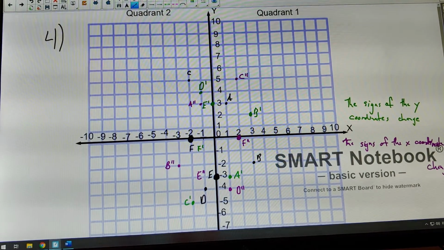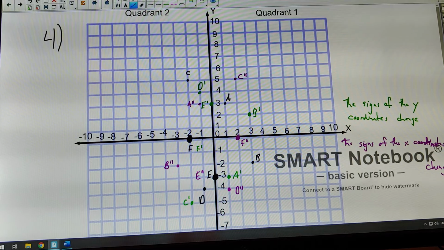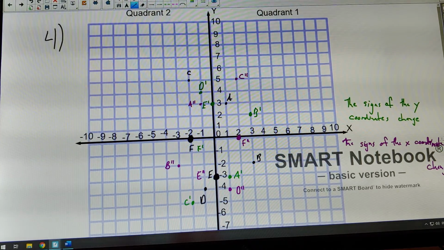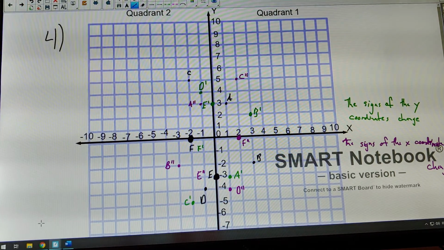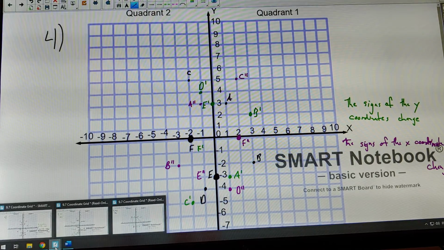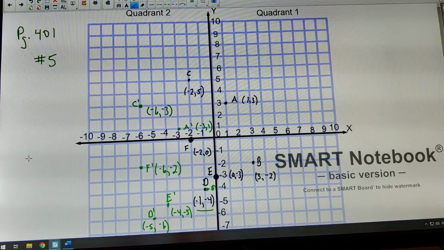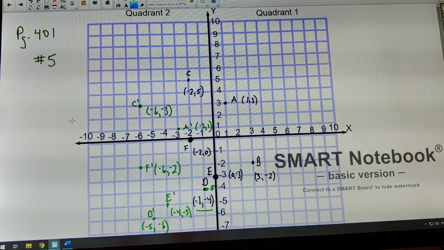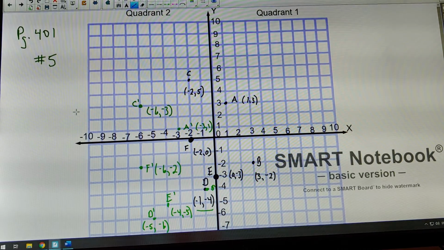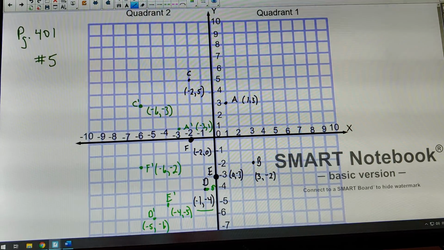How could you figure out if you've plotted it correctly? Just be looking for this. Okay, so number 5 asked us to plot those same points and then translate them 4 left and 2 down.